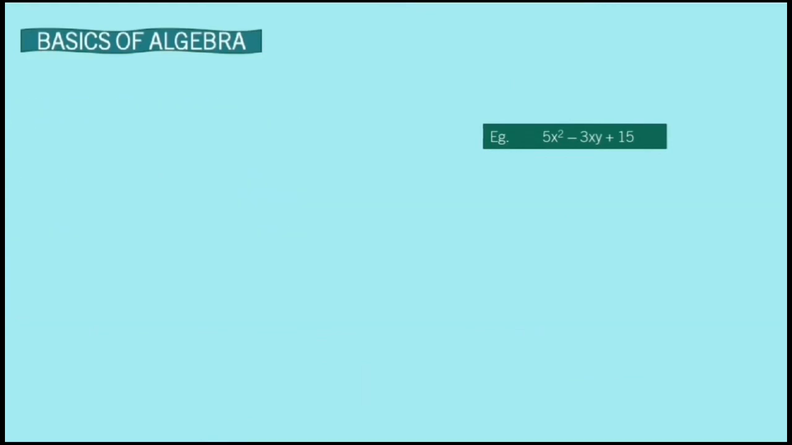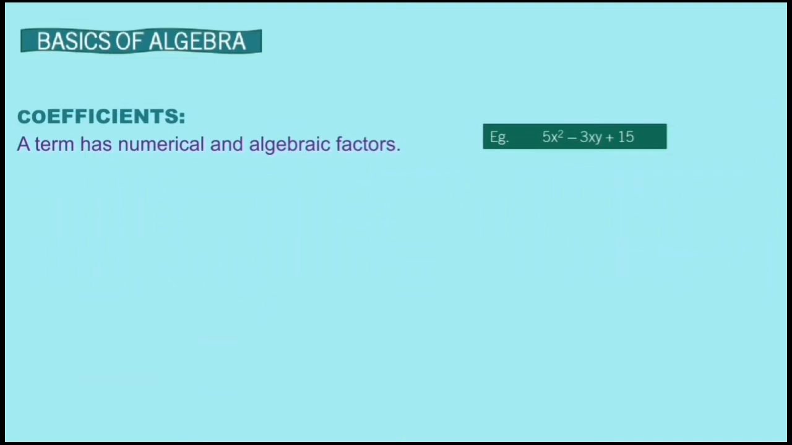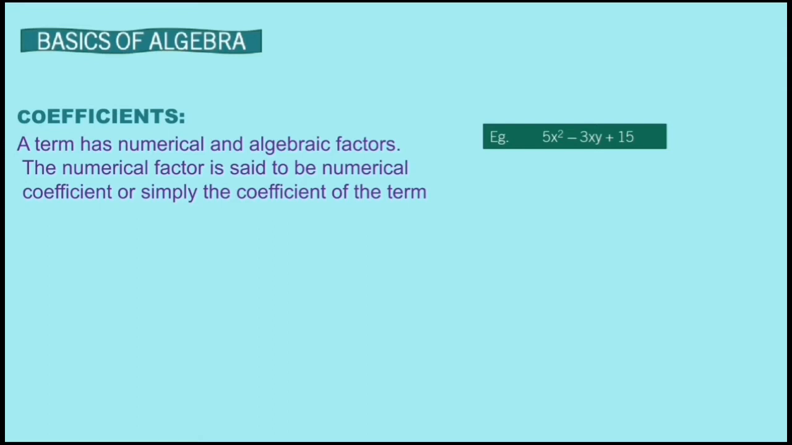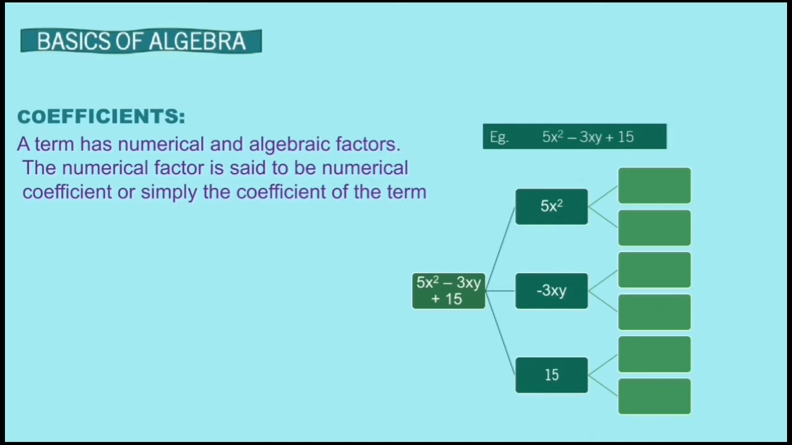Are you familiar with the term coefficients? Every term is made up of 2 parts. One is the numerical part and other one is the algebraic part. The numerical factor is called numerical coefficient or the coefficient of the term. Let's find out the coefficients of various terms in this example. For this, we can separate the terms into numerical and algebraic part. The first term is separated into 5 and x squared. So the numerical part 5 is the coefficient of the first term. Similarly, the coefficient of the second term is -3. In the third term, 15 is the coefficient as 15 is the numerical part.